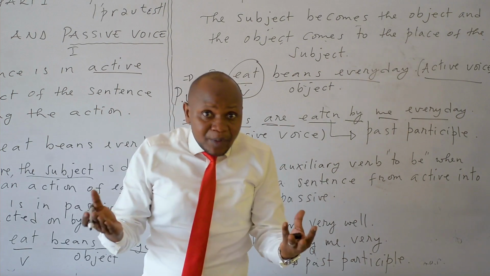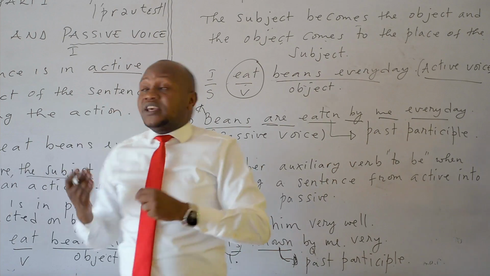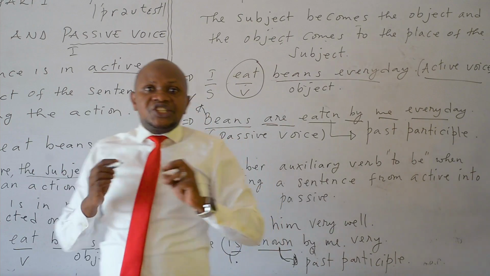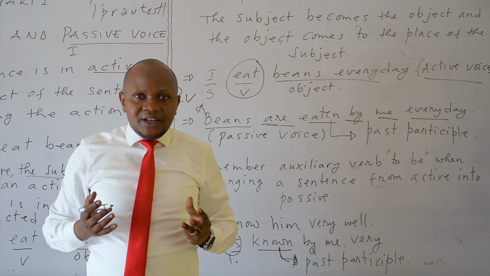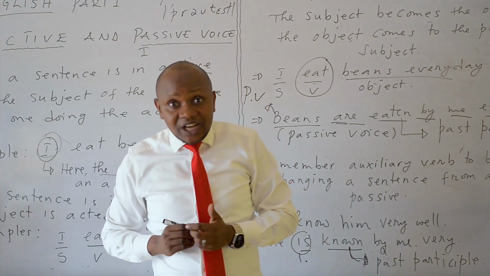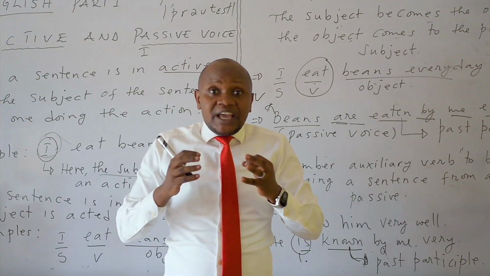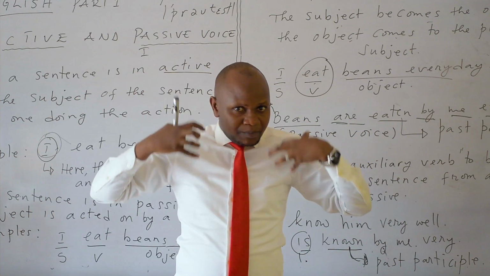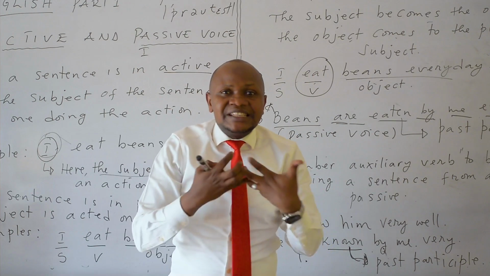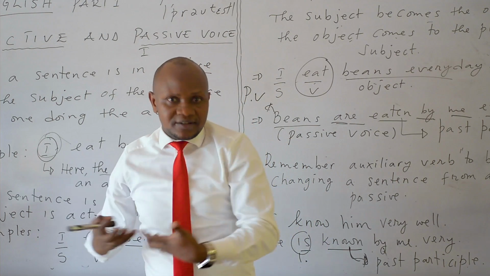These are other examples, oral examples. I can give you other oral examples. I can say, she speaks English. That is what we call active voice. She speaks English. Then you are going to change it into passive: English is spoken by her.